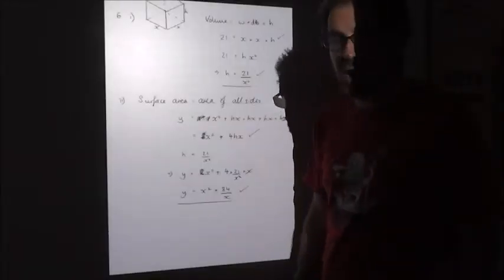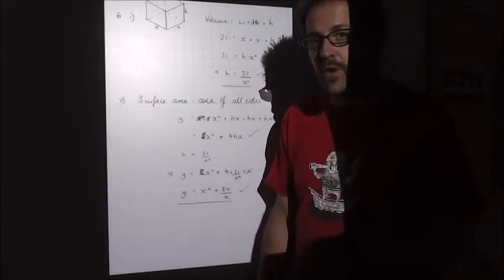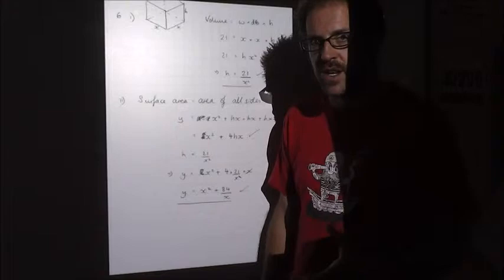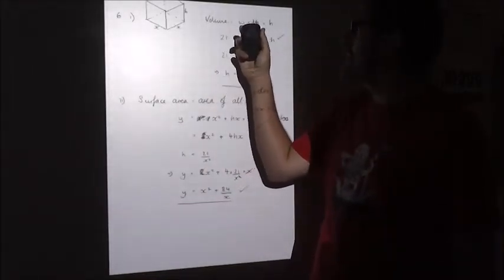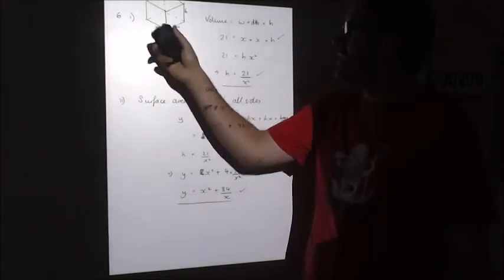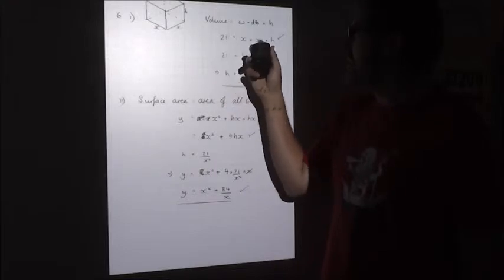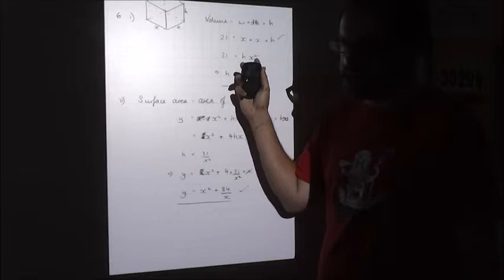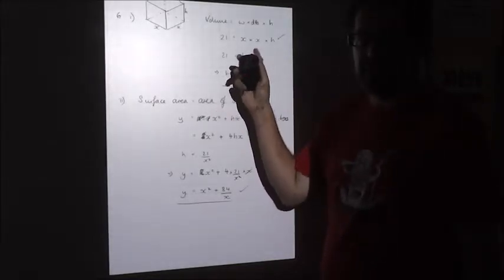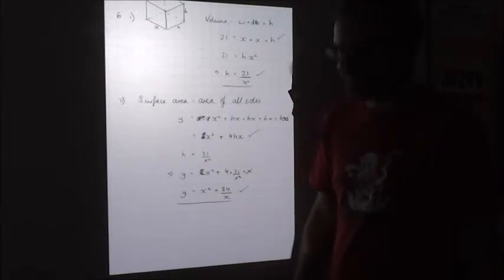Right, question 6 starts off with some show that questions. Whenever it's a show that question, try and start with a formula or a general rule that you can go from. In this case, I've started that volume is width times depth times height. From my little diagram here, you can see that 21, which is the volume we're given, is x squared times h, which is 21 equals hx squared. If you divide both sides by x squared, you get h equals 21 over x squared.